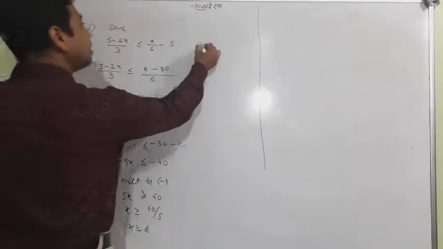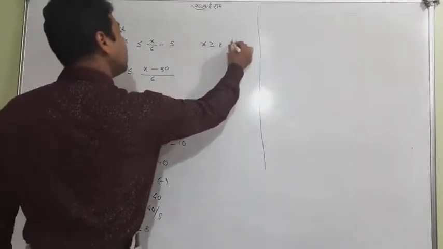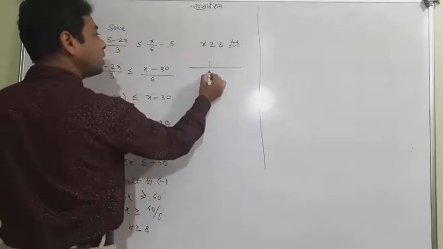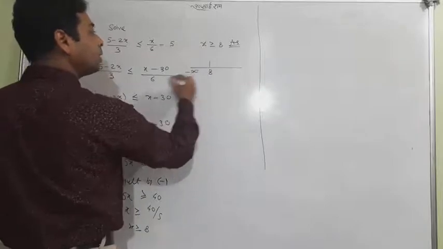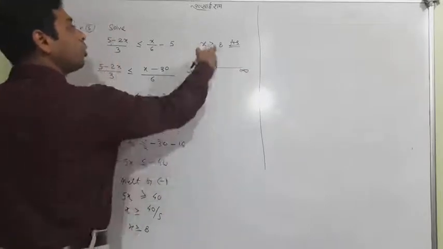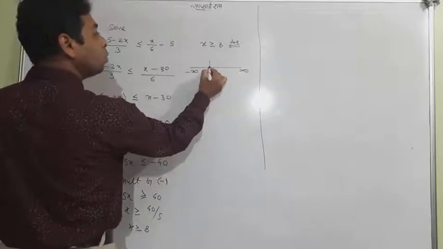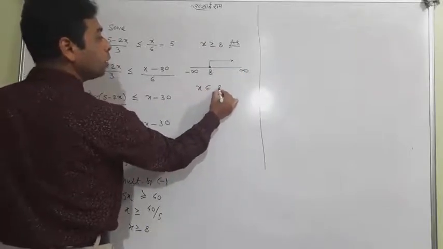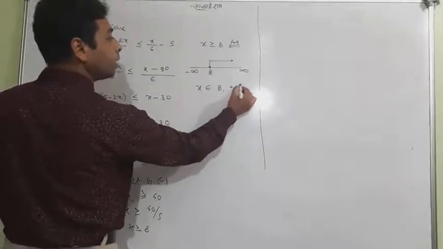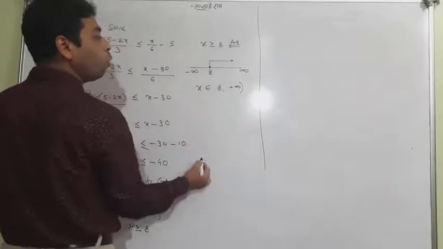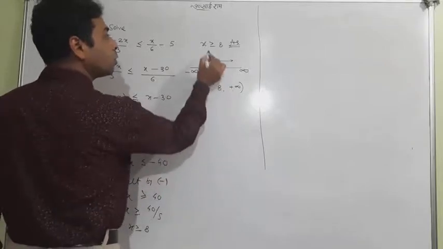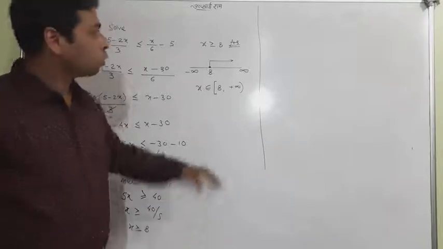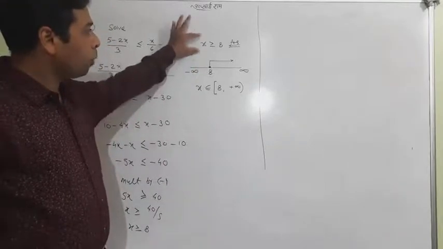So you have an answer. You can drop your answer right here, or you can do this: this is 8, suppose this is minus infinity and this is infinity. So your answer is x equal to 8 or greater than 8. Your answer may be x belongs to 8 to plus infinity. The infinity side always follows the open interval, and the other side depends on the equal to sign. If it is an equal to sign, a closed bracket will be used here.